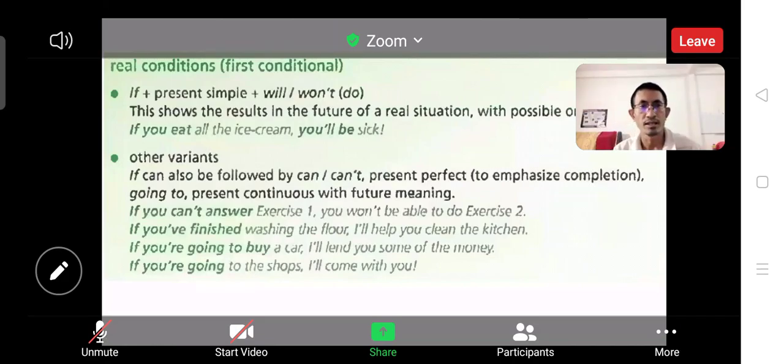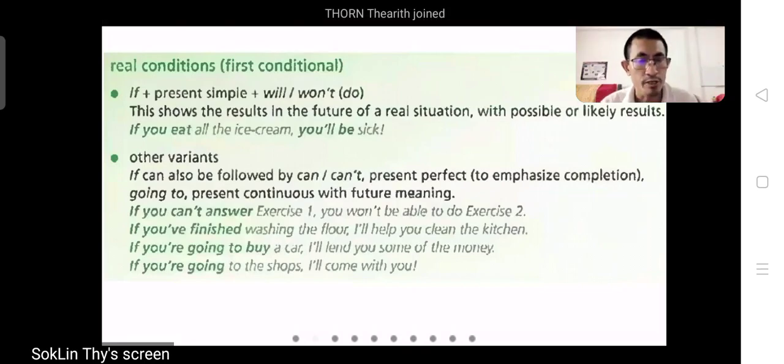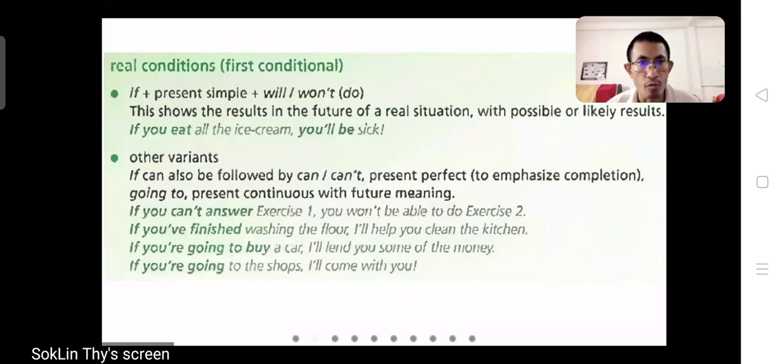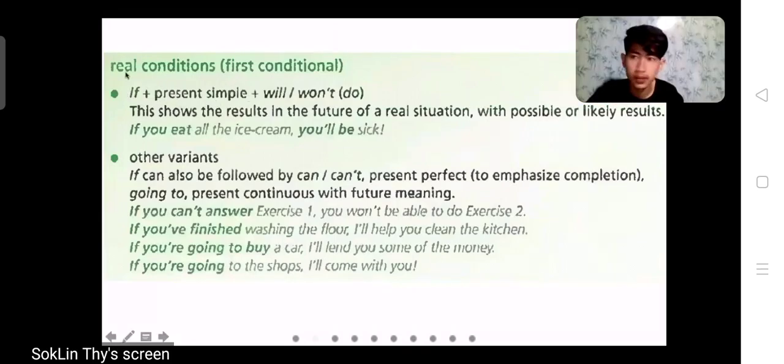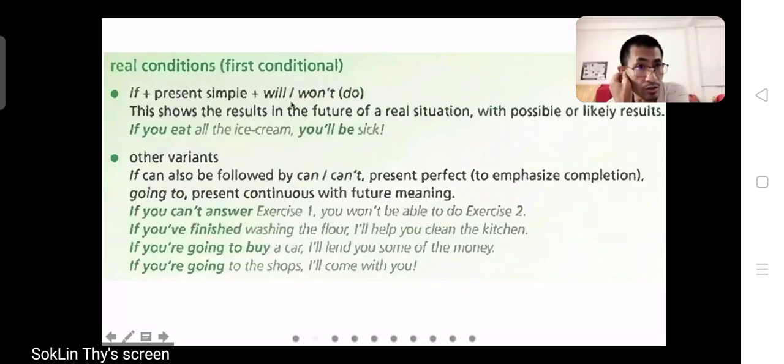First conditional, that we have discussed a bit before we have a short break. A real conditional, or first conditional. So you can see the form here. This is the if clause, or adverb clause of condition, plus the main clause. This is the main clause, or independent clause.